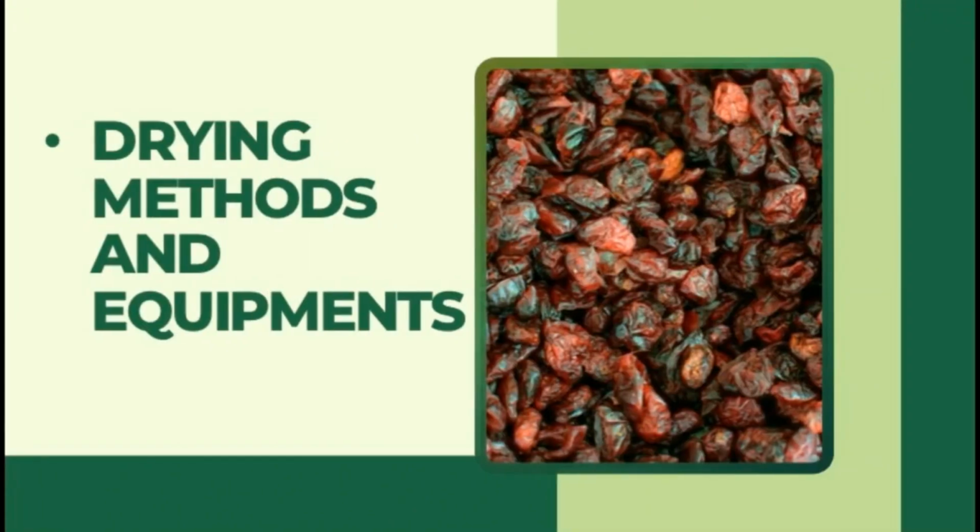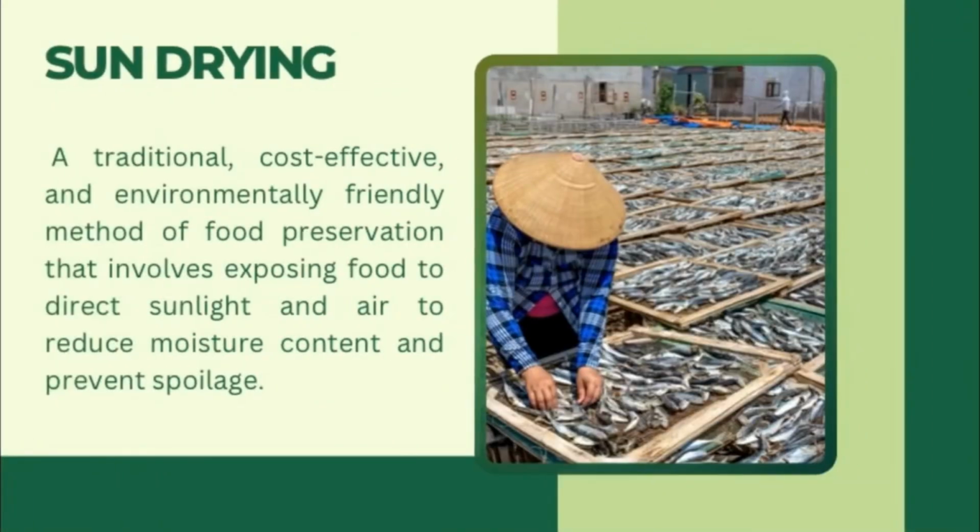So next is drying methods and equipment. First is sun drying. Sun drying is a traditional, cost-effective, and environmentally friendly food preservation method. It involves exposing food to direct sunlight and air to reduce moisture and prevent spoilage. The accompanying image shows fish being sun-dried.